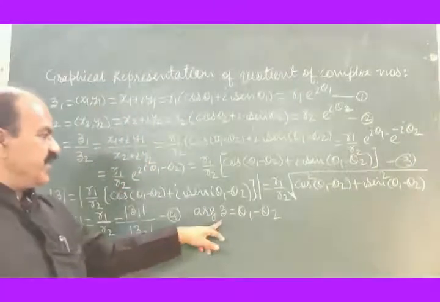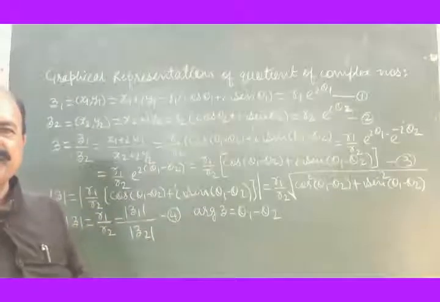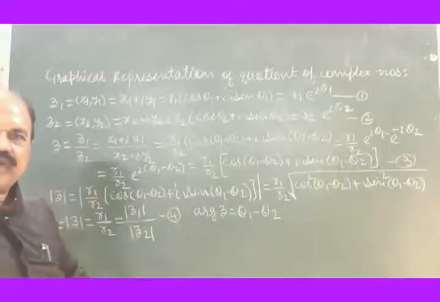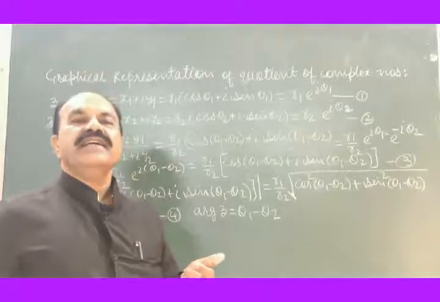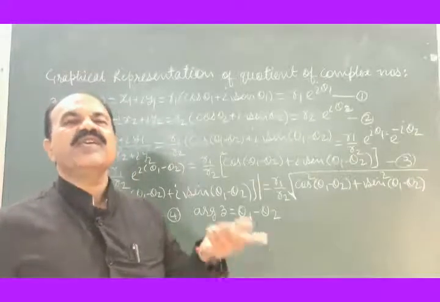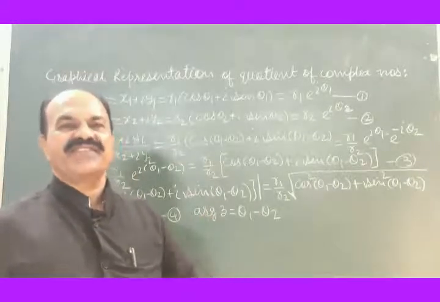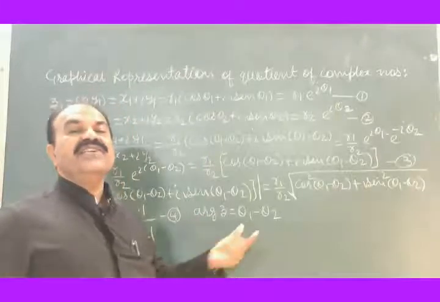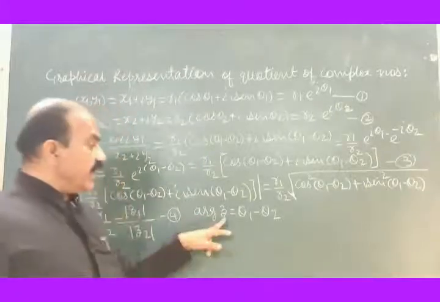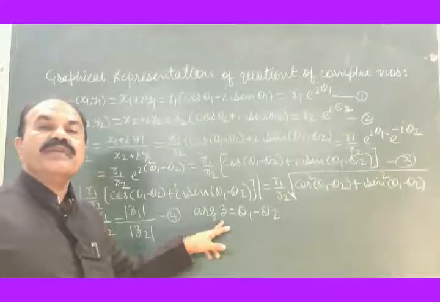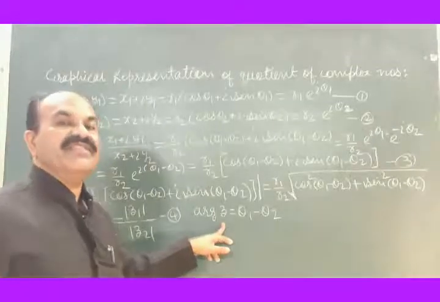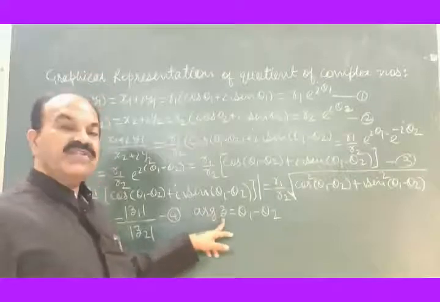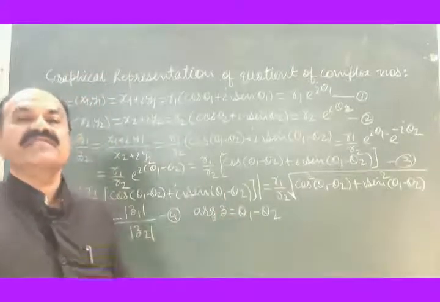Argument of Z is theta 1 minus theta 2. Argument of a complex number is the angle made by the vector representing the complex number with the x-axis. And what is the angle here? It is theta 1 minus theta 2 for the quotient complex number, for the complex number obtained after division. And so the argument of this complex number is theta 1 minus theta 2.